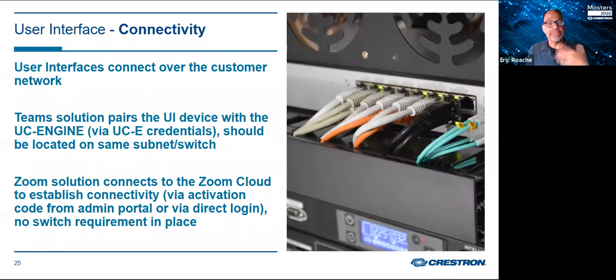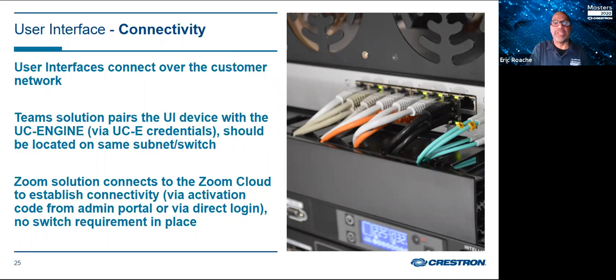So there is a connectivity between the user interface and the UC engine running the native platform. On the Teams side, the UI device pairs with the UC engine over the network. And as I said earlier, the user interface and the UC engine should be located on the same subnet. The Zoom solution is a similar kind of network relationship between the UI and the engine, but that relationship is paired in the Zoom cloud.